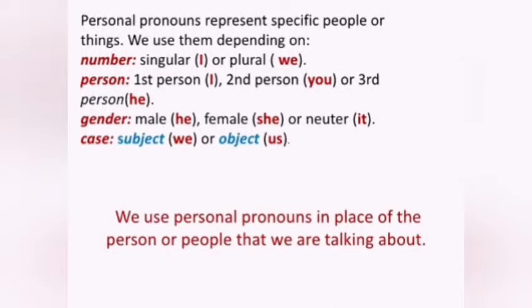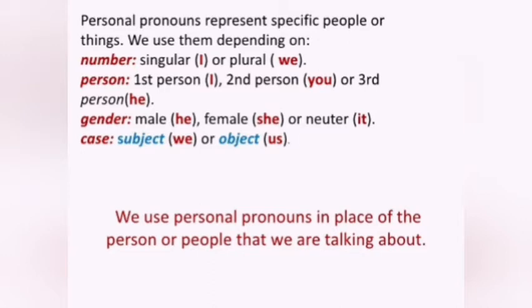Here you go to personal pronoun. Personal pronouns represent specific people or things. In case of singular, it will be I, he, you, she, or it. But if it is plural, it will be we, you, us, and they. Now look, it is given number, singular or plural. Singular it is I and plural we.